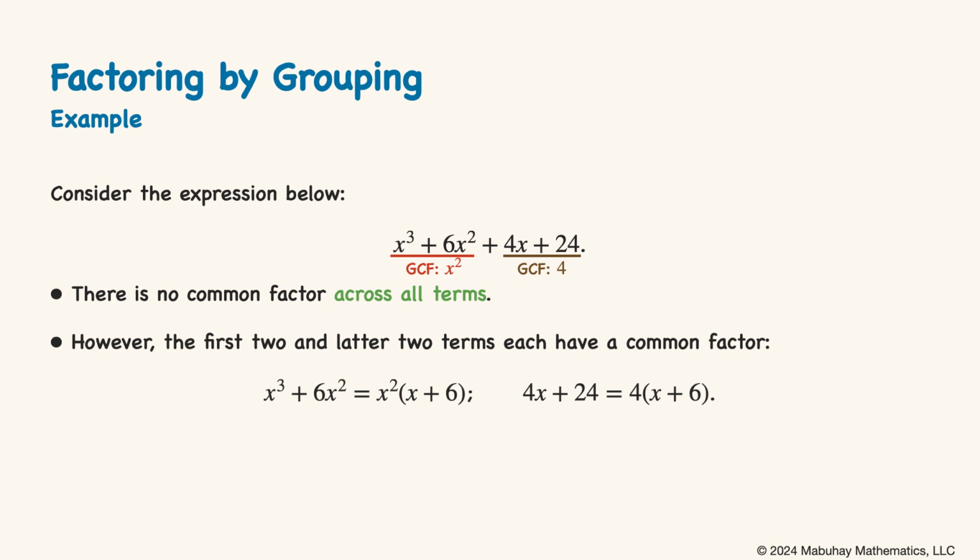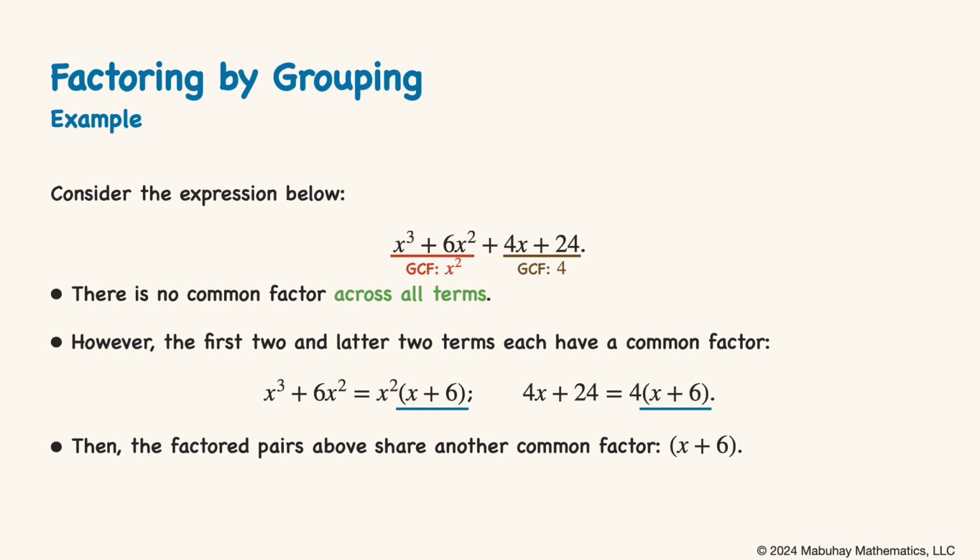Okay, in the first pair, we have x cubed plus 6x squared equals x squared times the quantity x plus 6. That's what we have left over when we factor x squared out. And then we have 4x plus 24 equals 4 times the quantity x plus 6. And we want to notice something here, that both of these groups had a hidden common factor of x plus 6. When we factored those individual groups, it revealed this common factor of x plus 6.